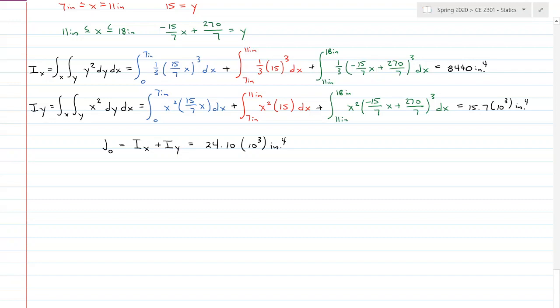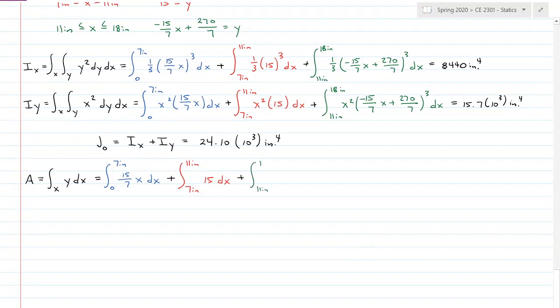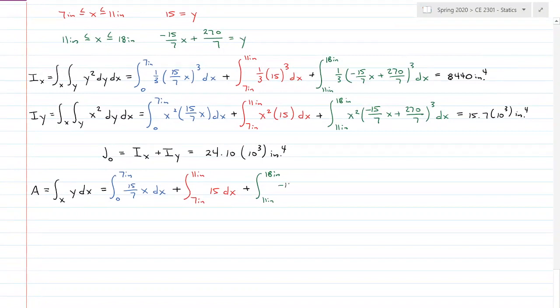Okay, I am going to need my area, which is equal to the integral of y dx, and this is equal to the integral from 0 to 7 inches of 15 over 7 x dx, plus the integral from 7 inches to 11 inches of 15 dx, plus the integral of 11 inches to 18 inches of negative 15 over 7 x plus 270 over 7 dx, and our area is 165 inches squared.